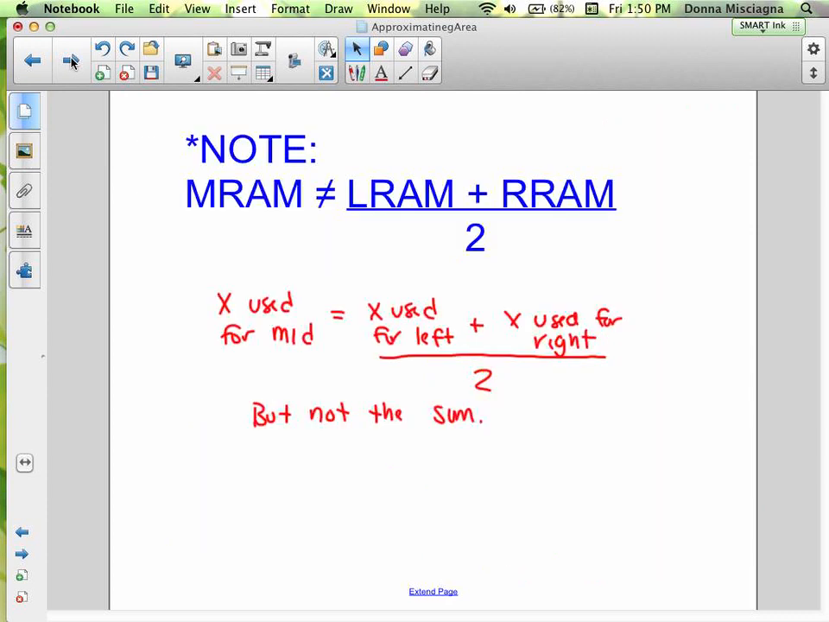All right, so one little note. The midpoint Riemann sum is not the average of the left and the right. The x used for the midpoint Riemann sum is the average of the x used for the left and the x used for the right, but not the sum. Do not add them together and divide by 2. That is just so incredibly wrong. You'd get 0 points for that. Use the x value that's halfway between and plug that in. And that's the midpoint Riemann sum, and that's also the end of this video.